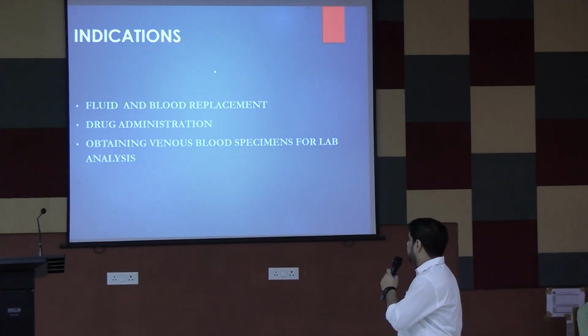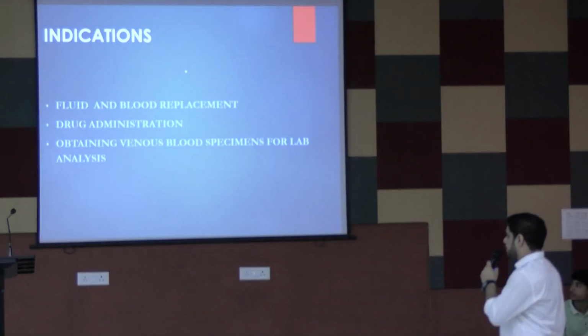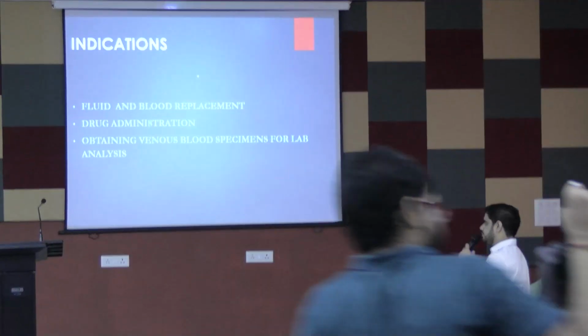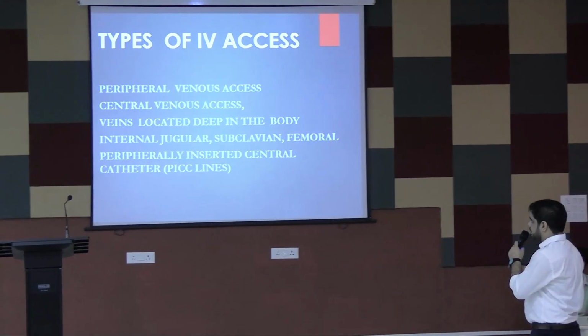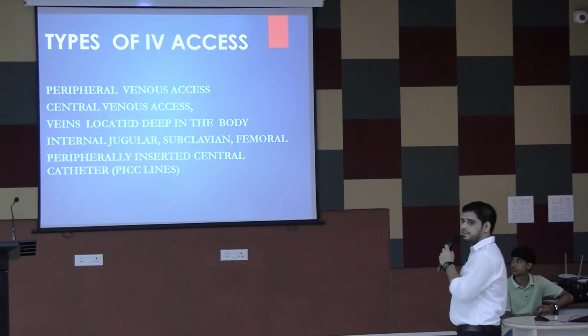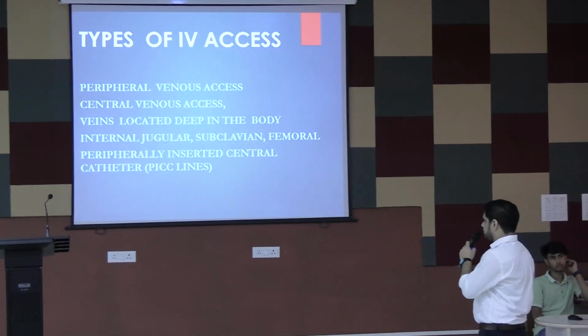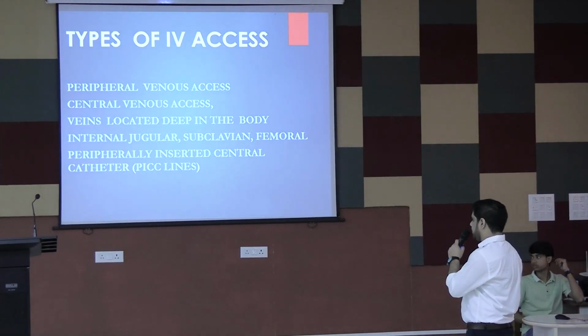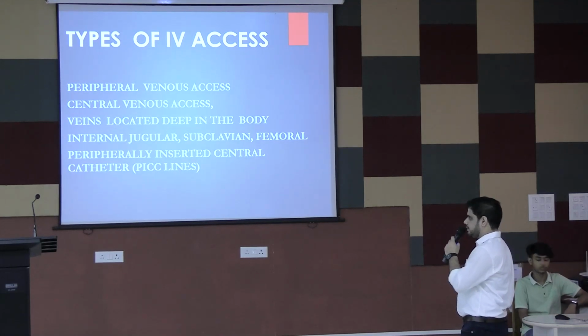Indication: fluid and blood replacement, drug administration, obtaining venous blood sample for lab analysis. Types of IV access: peripheral venous access, central venous access, veins located deep in the body like internal jugular vein, subclavian vein, femoral, and peripherally inserted central catheter (PICC) lines.